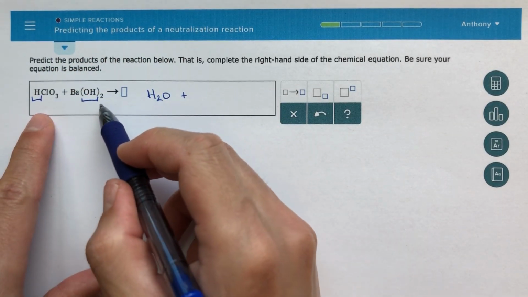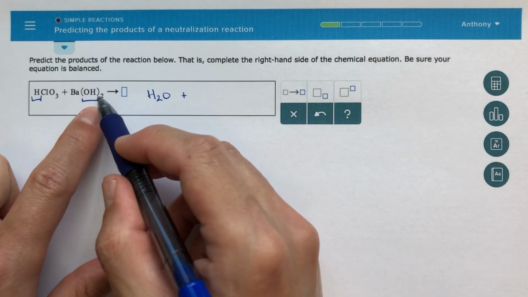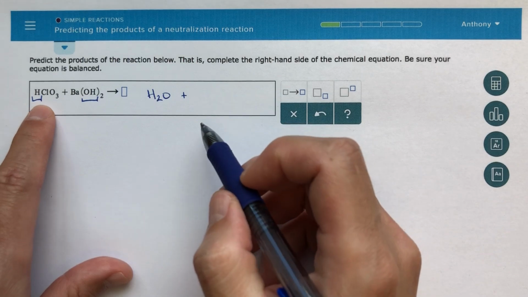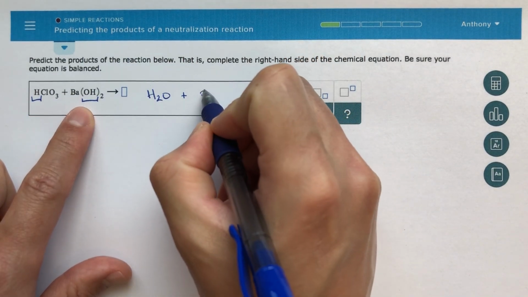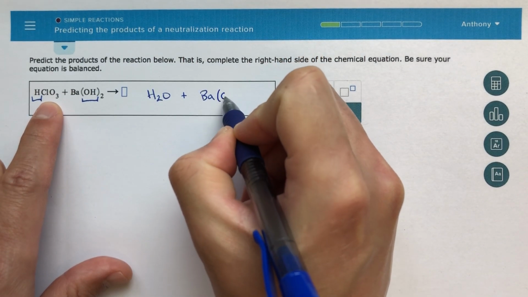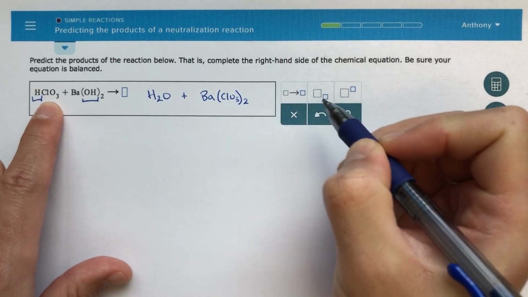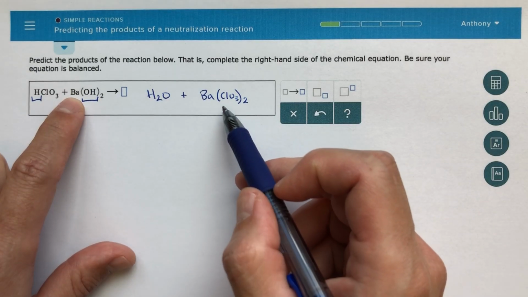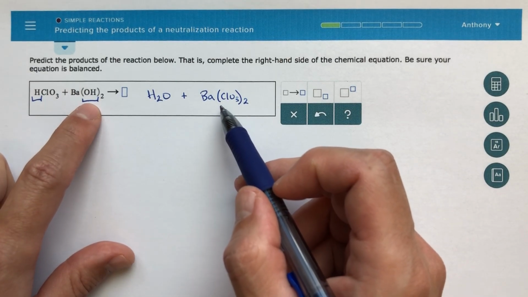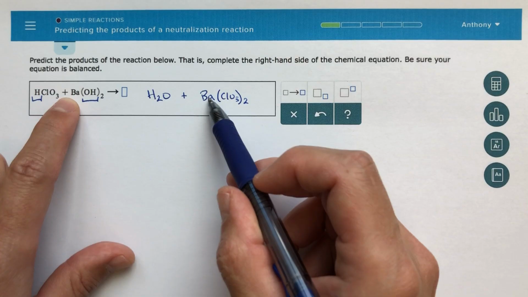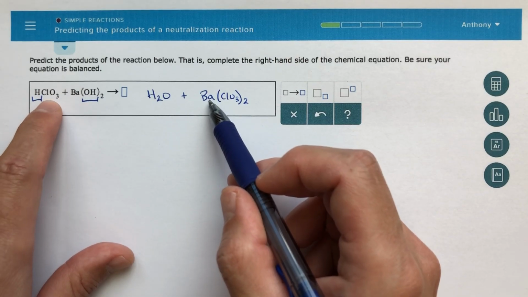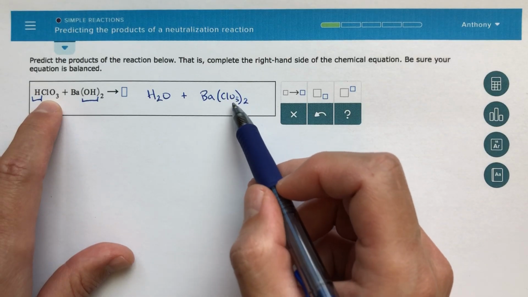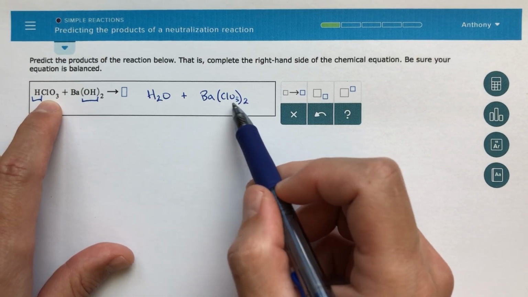But I see that it's not necessarily balanced right now, right? I've got two of these OHs, and I've only got one of these. So again, I'm keeping that in mind. I'm not going to go too far into that yet. I'm still going to predict the products. But barium ClO3 with a 2. And the reason that I'm showing it like this is because I know that barium must have a +2 charge, since OH minus is a polyatomic ion. So the barium must have a +2 charge. This ClO3 must have a -1 charge. So I'm going to need to have one of these bariums with two of the ClO3s. So this is going to be my other product.